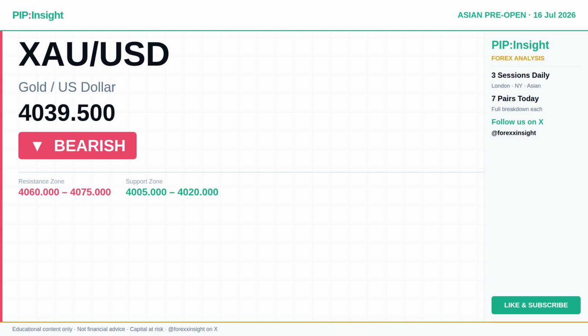We also have 2 Fed speakers later, Logan and Schmid, so watch for any hawkish tone there. Into the session, the levels to keep front of mind are $4,060 to $4,075 above and $4,005 to $4,020 below.